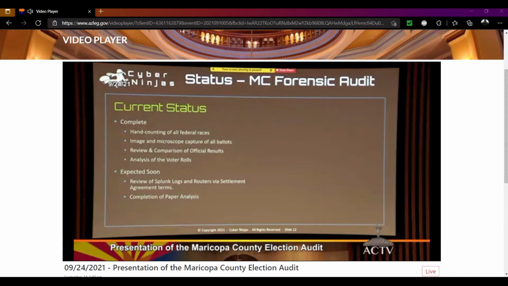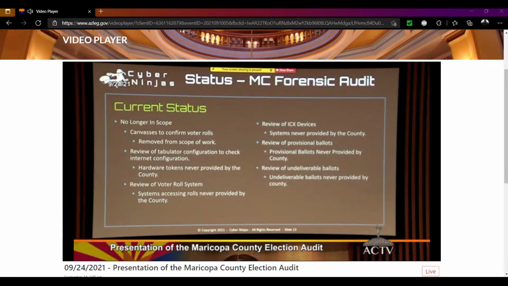Now, from a scope standpoint, no longer in scope was the canvassing. That was decided, that was removed. The tabular configuration to check internet configuration was something that was not provided. We believe with the other information we have, we'll be able to get similar data, but it will not be the same exact data. We had requested review of the voter roll system, but a lot of the systems used for checking in for the SIPUC system were not provided as part of the equipment that was given us. We had hoped to look at the review of the ICX devices, but again, those had not been provided.